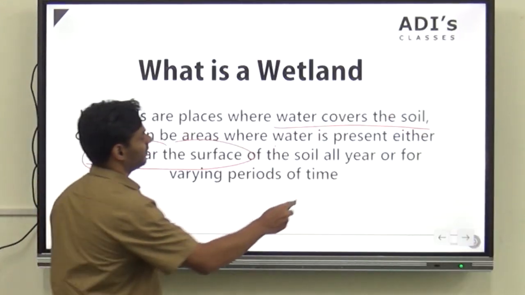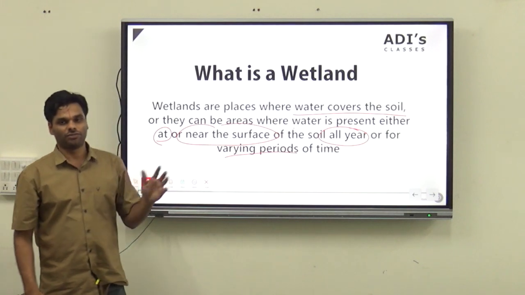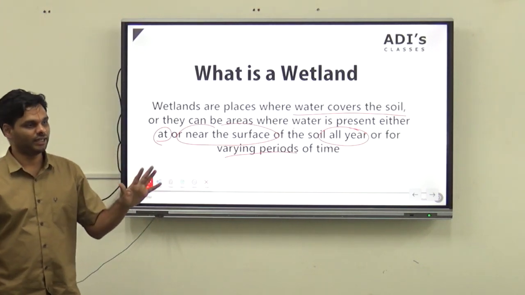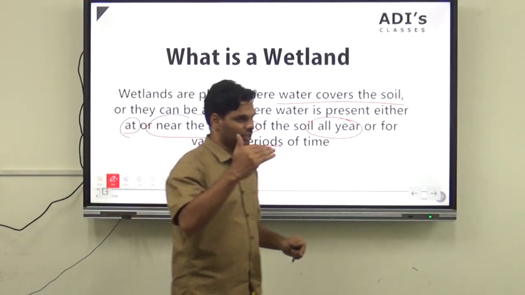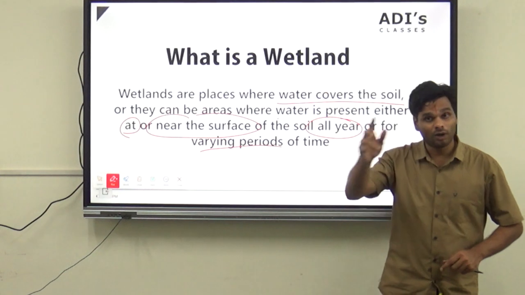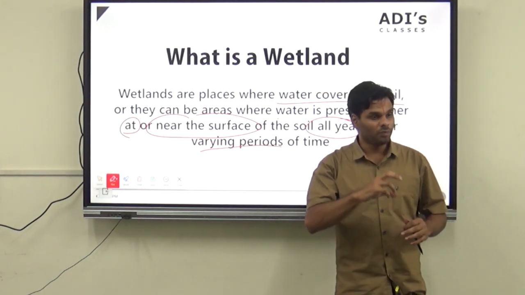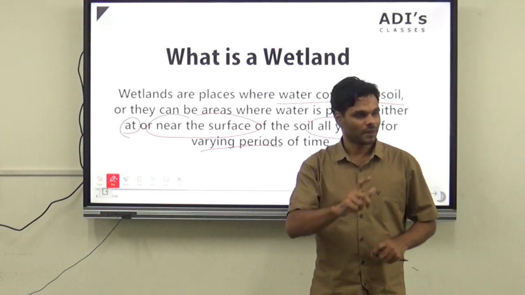And this is also very important. It can be all year or for some period of time. That is also okay, right? So this is a wetland. Wetlands are places where the water may be above the soil or just below the soil, or the soil is always wet. It can be throughout the year or for a small period of time for the year. This is the definition of a wetland, okay?